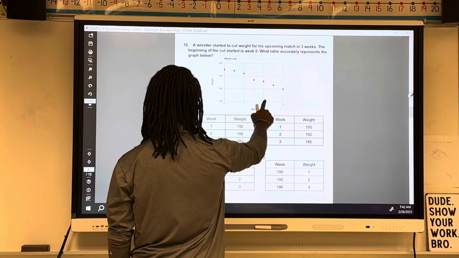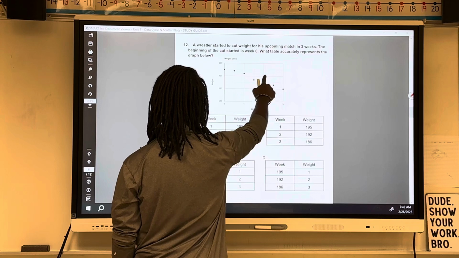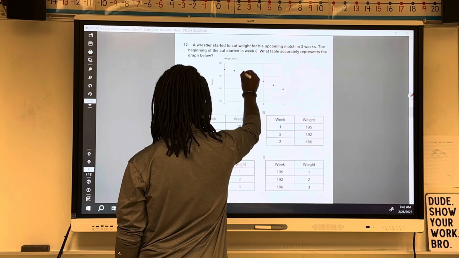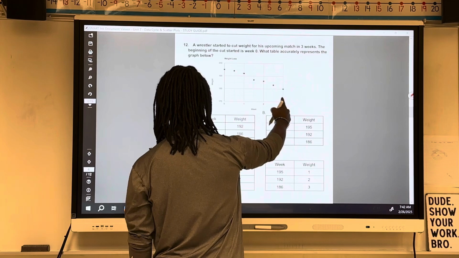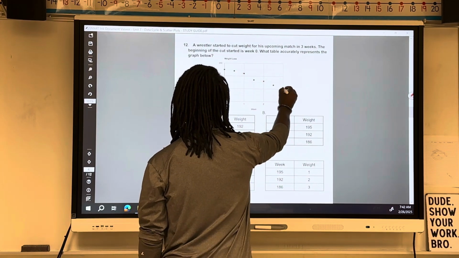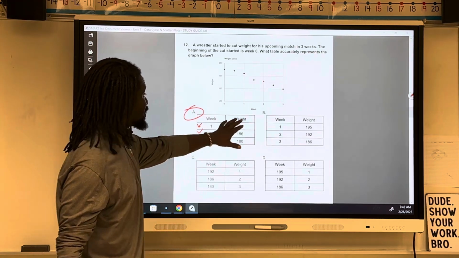2 is over here, weeks, and then 186. That's 185, 186. Okay, that was right. And then 3 and 180. 3 and 180, and that is also right. So again, you can double check.